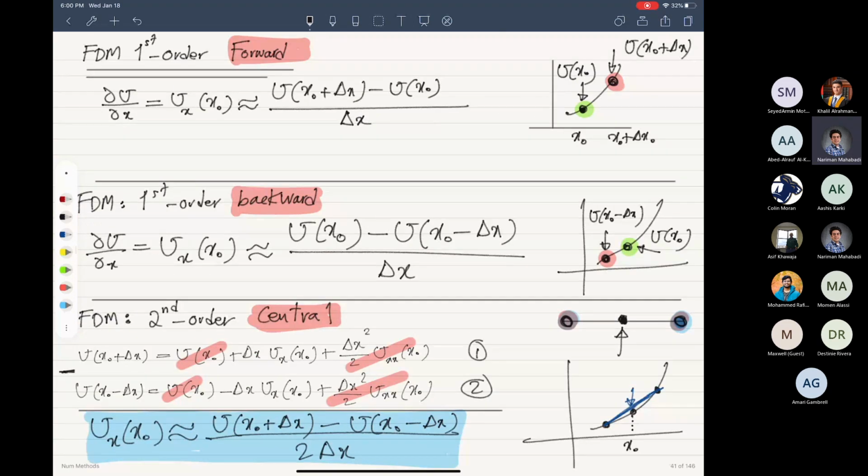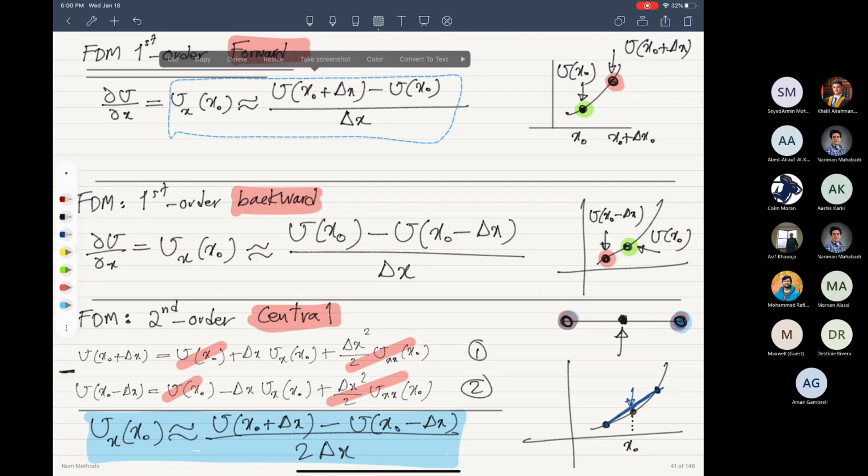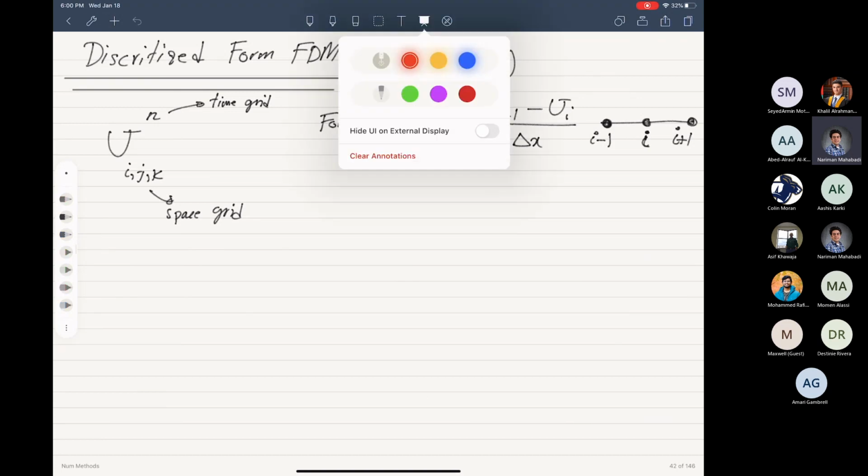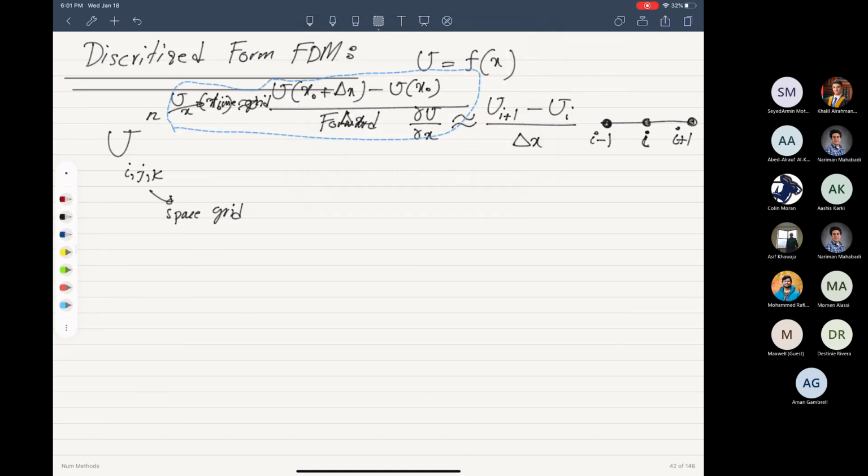What was the general form? This is the general form. We're just trying to write everything in a discretized form. So let me copy this and paste it on the next page. Maybe you want to get a better idea.